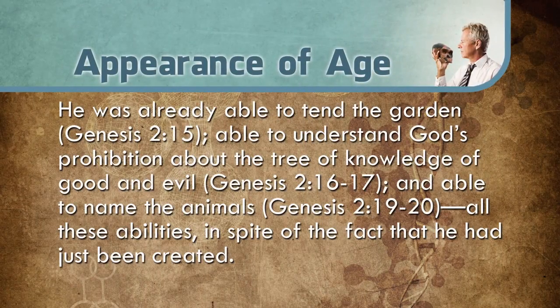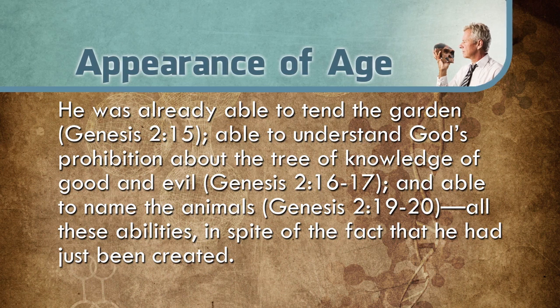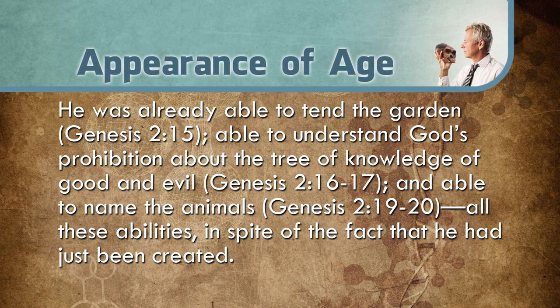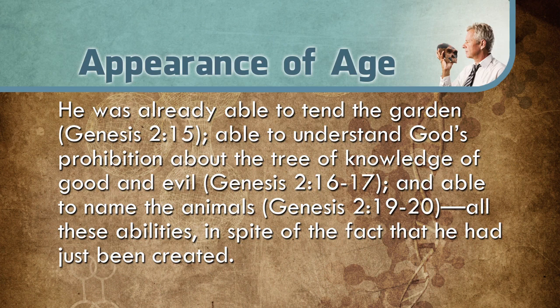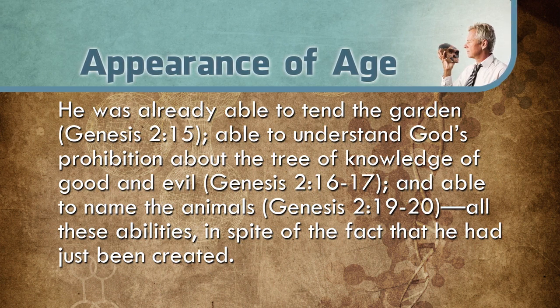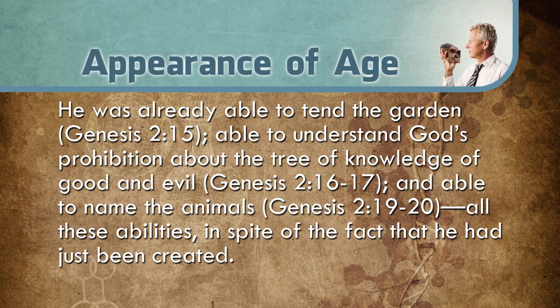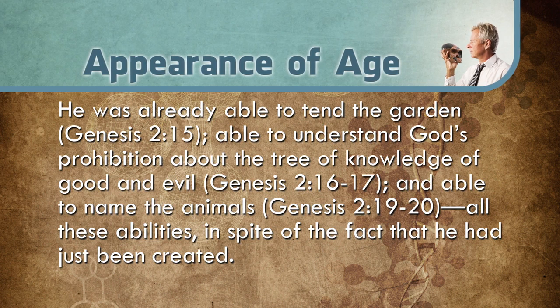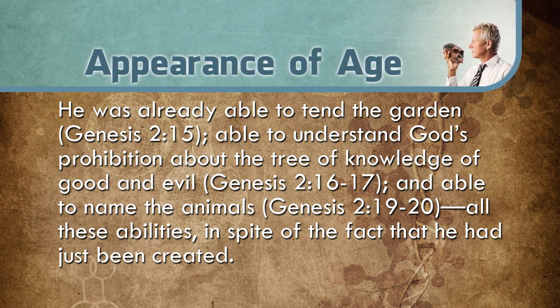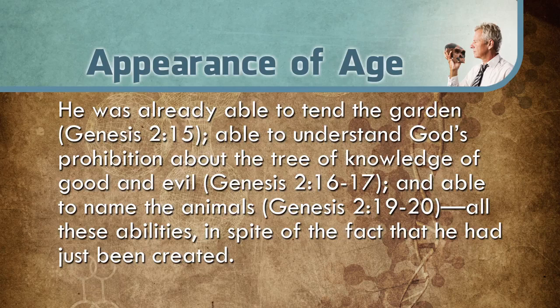The first day he was created, he wasn't a fetus. He was already able to tend the garden, Genesis 2:15, able to understand God's prohibition about the tree of knowledge of good and evil, Genesis 2:16 and 17, already able to name the animals, Genesis 2:19 and 20. All of these abilities in spite of the fact that he had just been created.